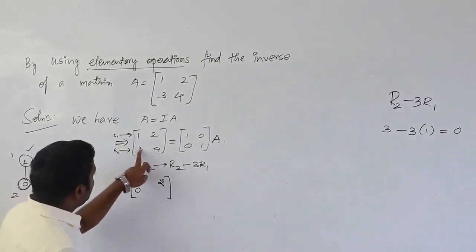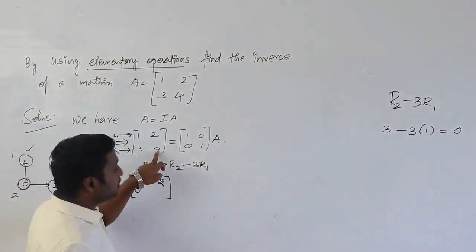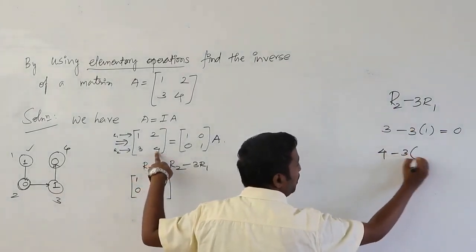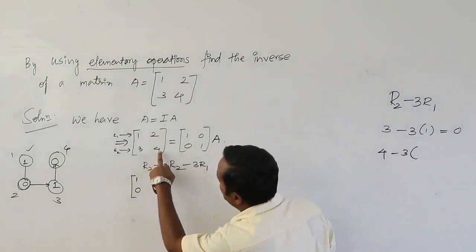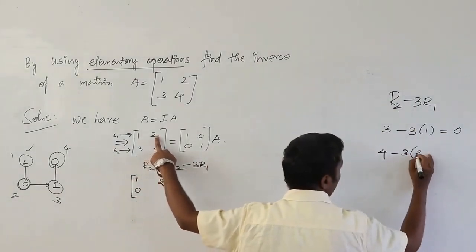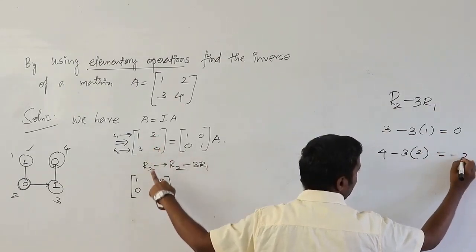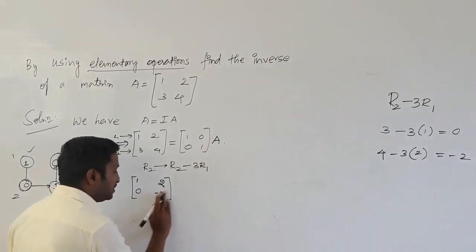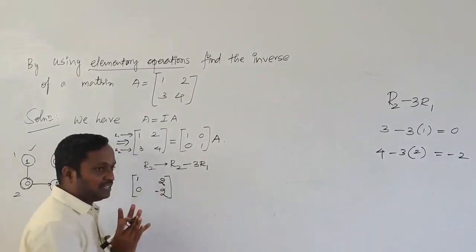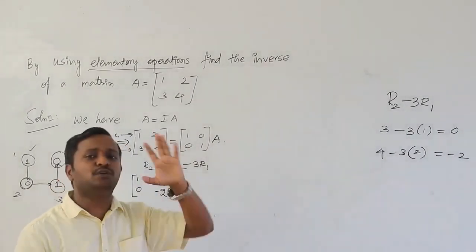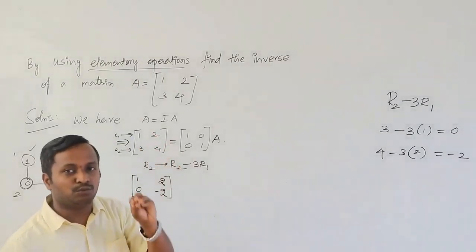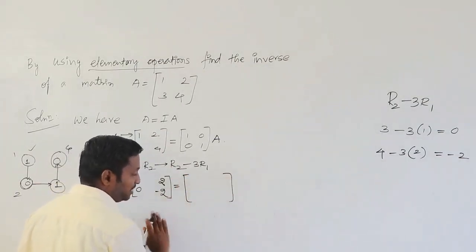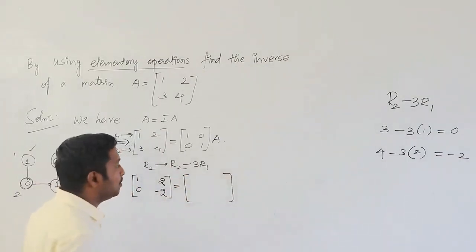Next, the 3 is over 0. R2, this is the 4th: 4 is R2 minus 3 R1 corresponding to 4. Which element is it? 2. So 4 minus 6, minus 2. Keep this minus 2. I am telling you repeatedly, you won't get a clear idea. Just observe it. If I solve 2 to 3 problems, you will get the idea. Same operation, you have to apply both sides.